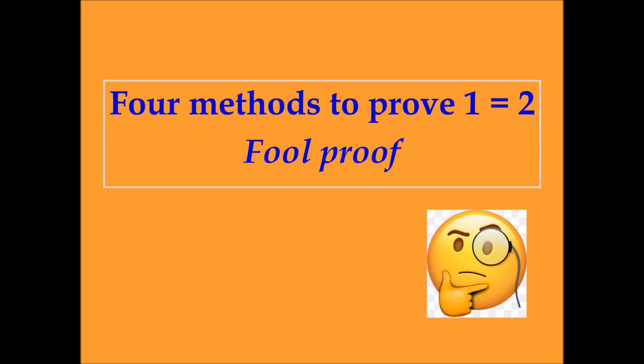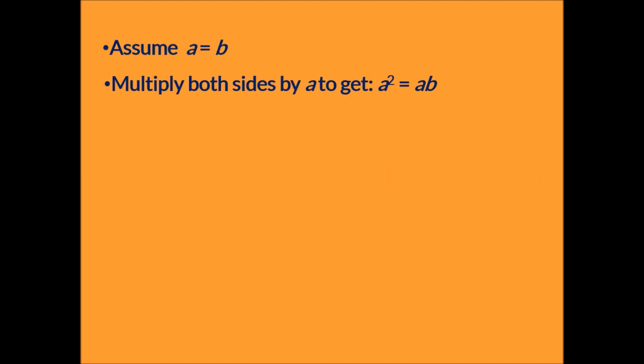As we all know, no two numbers are equal. In this video we are going to discuss how to prove 1 is equal to 2 as a full proof. Let's discuss method 1. Assume A is equal to B.